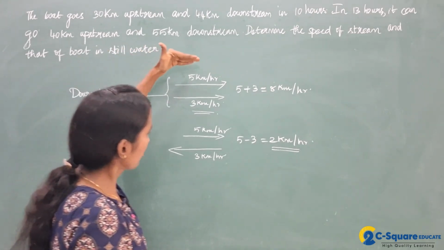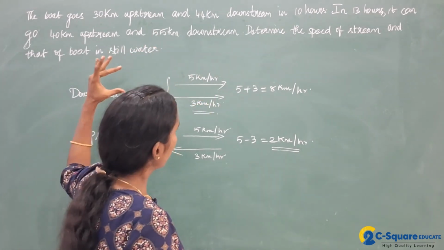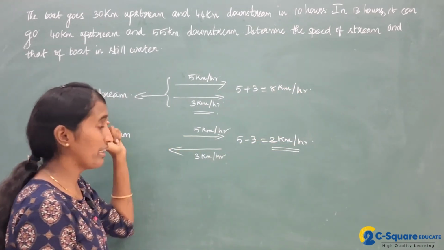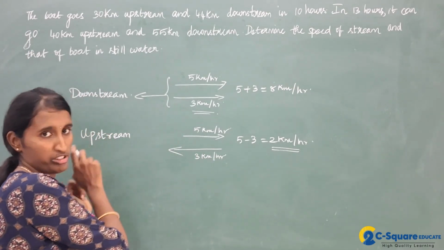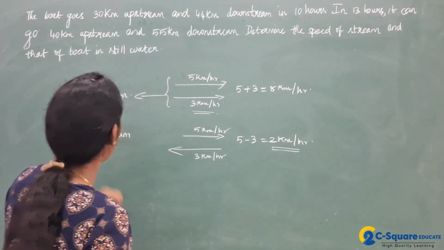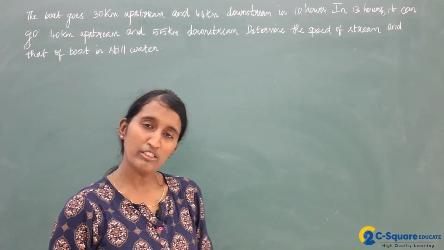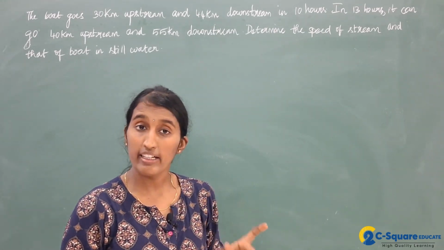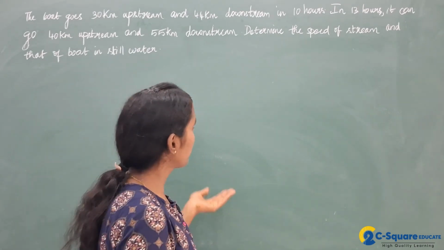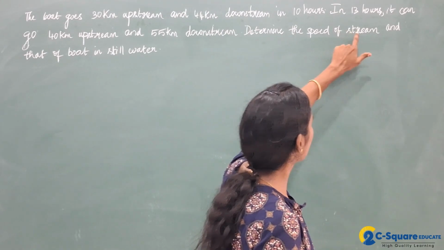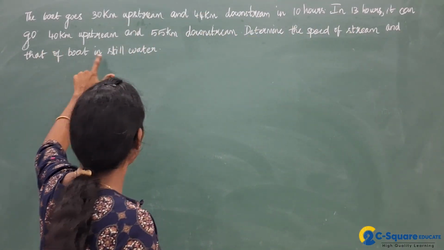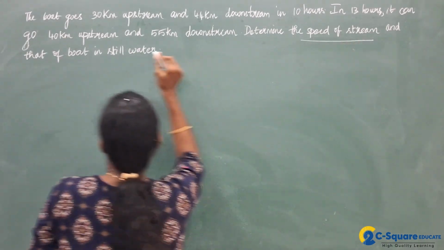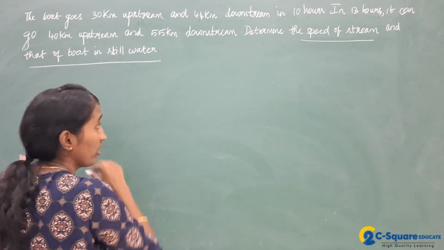In downstream, both the boat and the moving water will be moving in the same direction. The boat and the moving water will be in opposite directions in case of upstream. Okay. Now we'll move on to the question. So what should be the first step in solving the statement problem? We should read the entire question properly and identify the unknowns. So what are the unknowns here? Determine the speed of the stream and that of the boat in still water. So the speed of stream and the speed of the boat in still water are the unknowns.